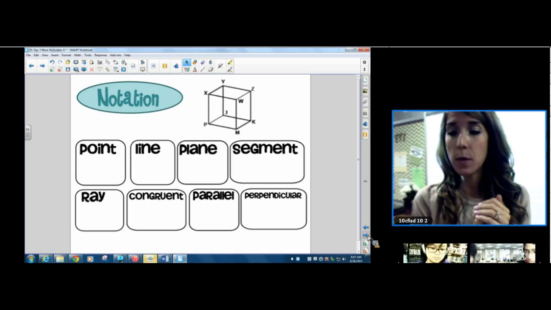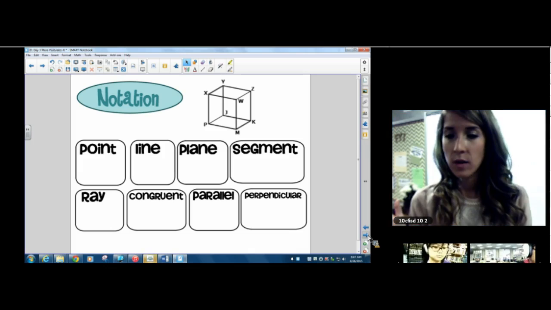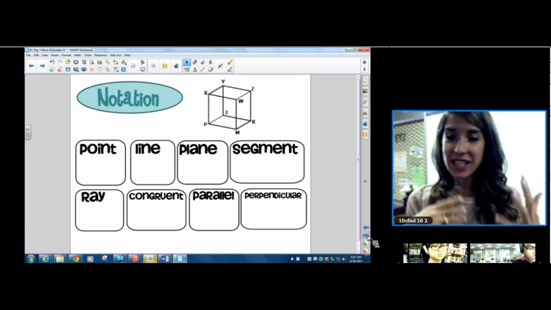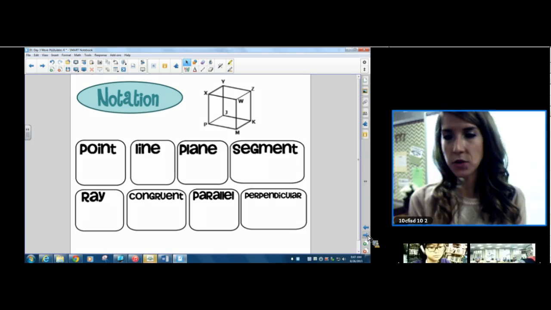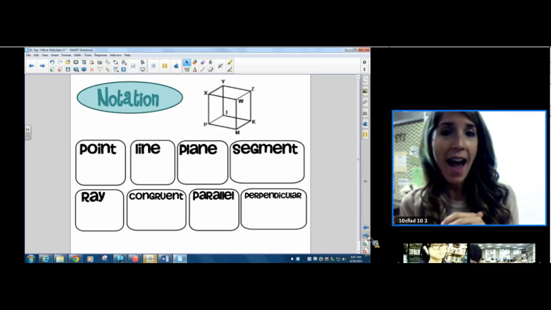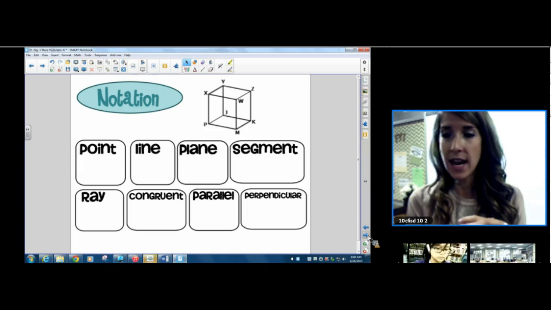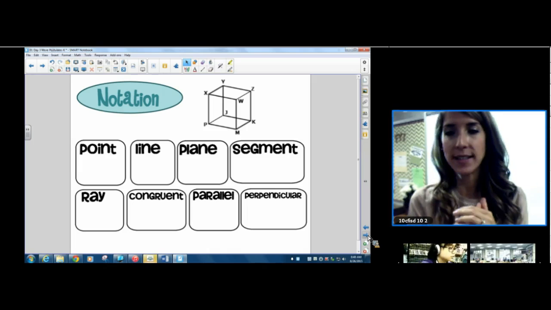Oh, someone just asked what papers you need. Right now, you need an empty sheet of notebook paper. We are taking notes. We didn't take notes yesterday. We kind of just discovered things, but now we have to write them down. You don't have to take notes over this slide because you already have the notation on your vocab sheet. So you don't need to take notes over this slide. We're just going to practice real quick.